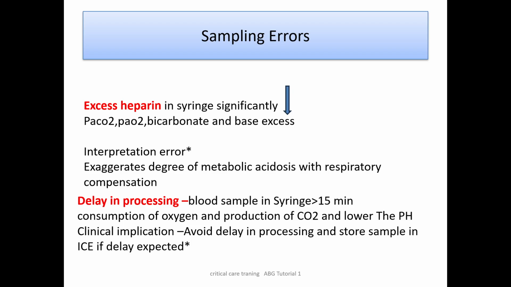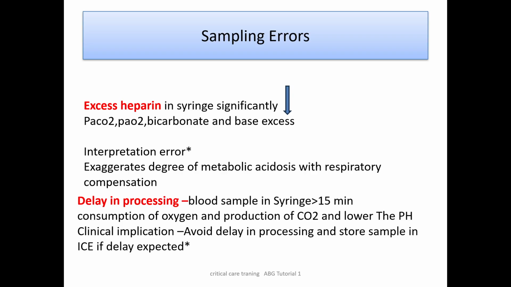Now, what are the various sampling errors which we should be aware of? Earlier, the ABG sample was best done in glass syringes because there is no diffusion of oxygen from the atmospheric air, glass being impermeable. That was preferred, and you could see the glass syringe plunger going back when you are in the artery. But you have to flush the syringe with heparin. Now, this excess heparin in the syringe causes an acidic effect, an interpretation error leading to metabolic acidosis or respiratory compensation, and significantly lowers PaCO2, PaO2 and base excess.